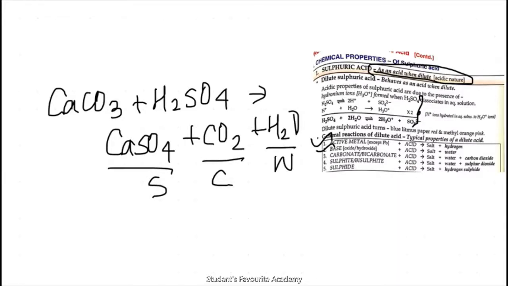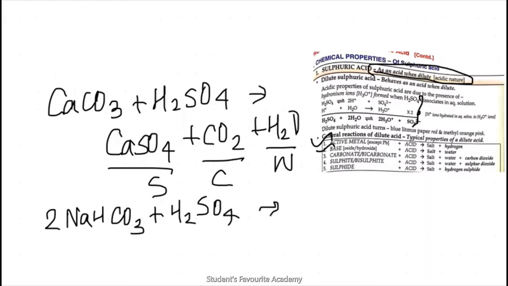Okay, similarly if it is reacting with a bicarbonate, what can be an example of bicarbonate, children? It is like NaHCO3. When this is reacted with H2SO4, what will I get, children? I will be getting Na2SO4, that is my salt again, plus 2 times H2O, plus 2 times CO2.